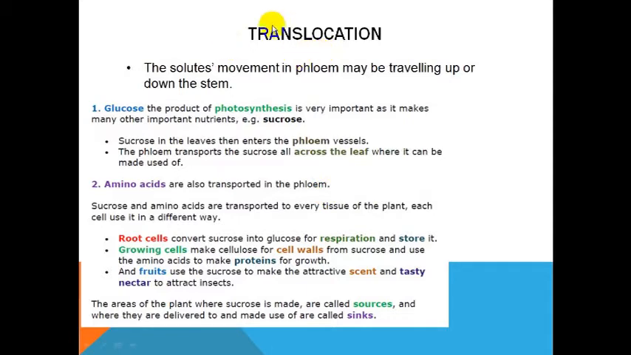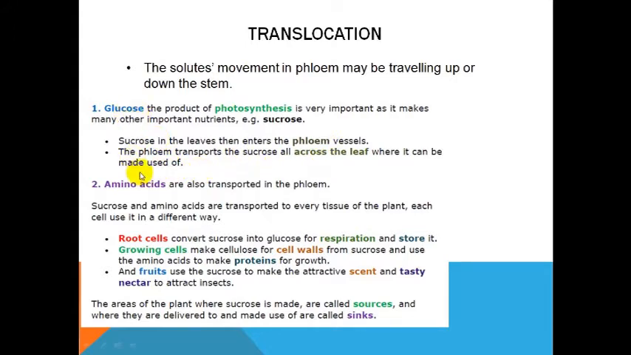The solutes' movement in phloem may be traveling up or down the stem. The solutes refer to the food produced from the process of photosynthesis. Firstly, we know that in photosynthesis, glucose is made. Glucose is the product of photosynthesis, a very important one, because it makes many other important nutrients like sucrose. Plants will convert glucose into sucrose, which is then transported all across the plant where it can be made use of.